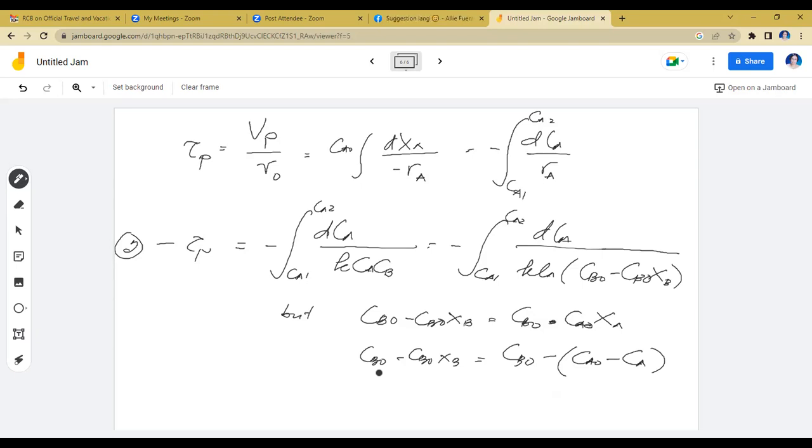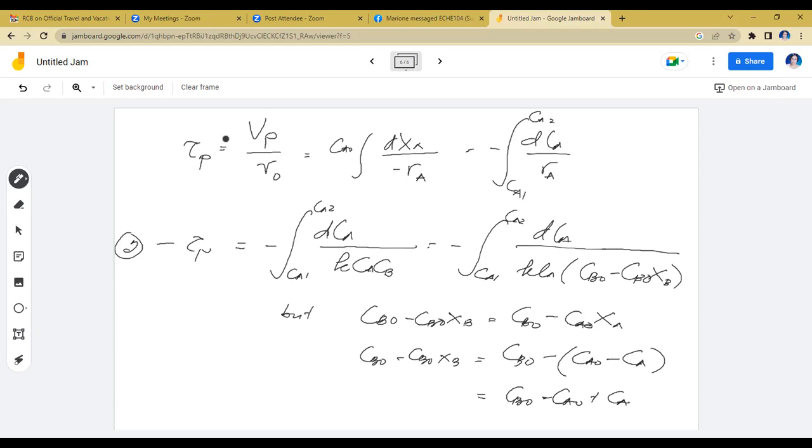So I will represent this. You may have a hard time understanding that one. So I will represent your CAOXA in terms of CAO and CA. So this one, I will not anymore write it because it's just the same, is CBO minus CAO. And a negative, negative will be positive CA. So I can now change this expression by this, which is in terms of CA.